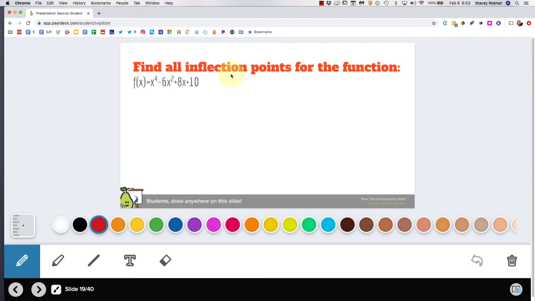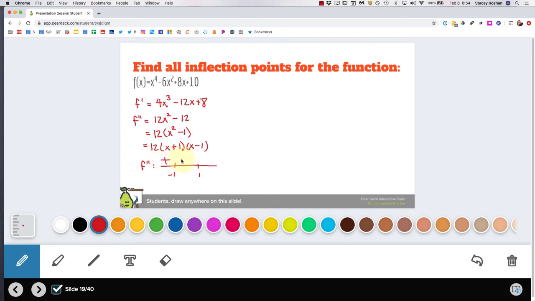On this one, they ask you to just find the inflection point. So let's go ahead and do that. We're going to find f prime first. 4x cubed minus 12x plus 8. f double prime then is 12x squared minus 12. I can go ahead and take out a 12. That will make it easier. Then I can factor. So on my number line, I'm going to have a -1 and a 1. And since this is a parabola that's opening up, I pretty much know that it's going to be positive, negative, positive.